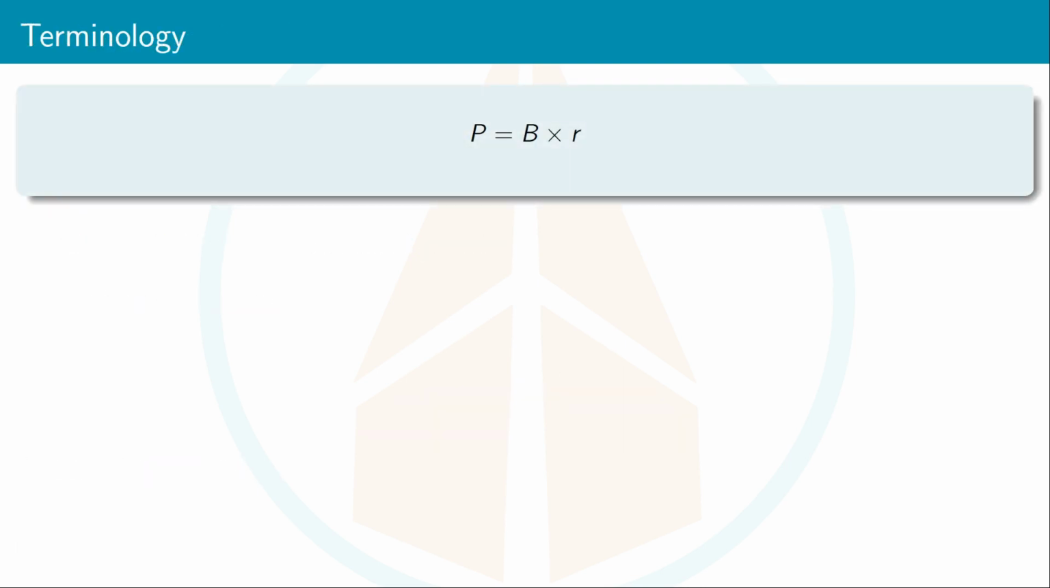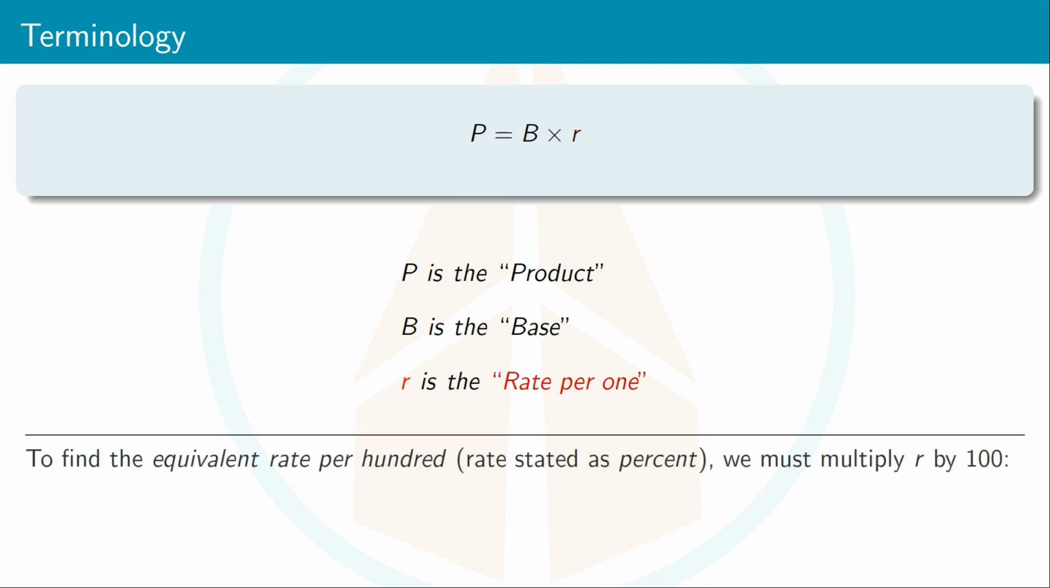Now we are ready to speak about our terminology. Let's check out this formula for finding percent. In this formula, P is the product of B and R. P is the amount we find when we calculate percent of a number. We call this number the product. B is called the base, and R is the rate per 1. Pay attention that in this formula, we do not have the rate per 100. R in this formula is the rate per 1. To find the equivalent rate per 100, that is percent, we must simply multiply R by 100.